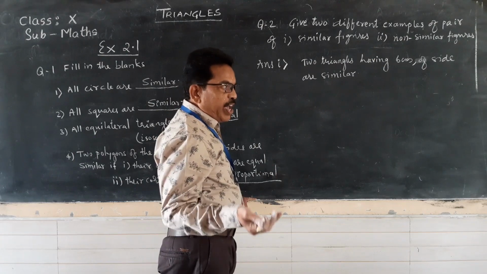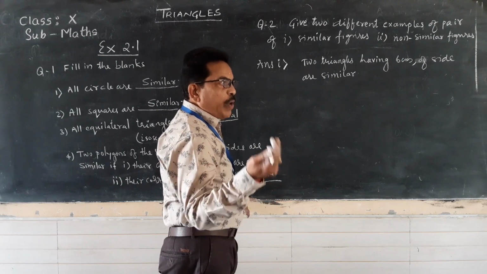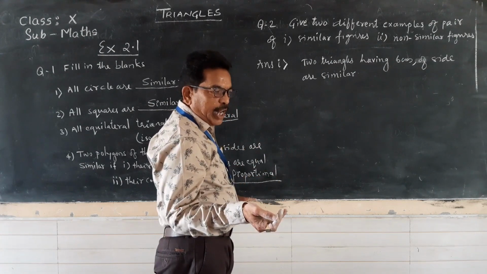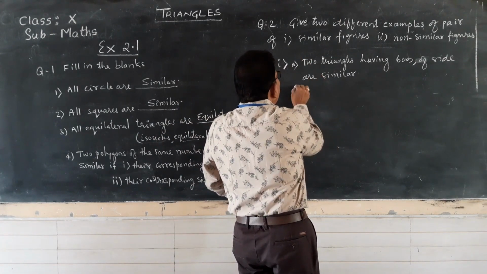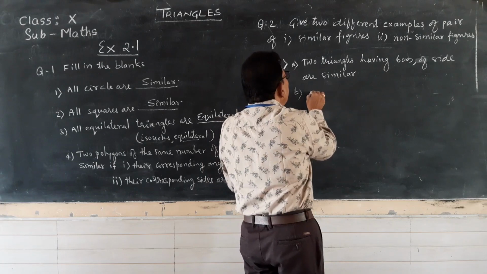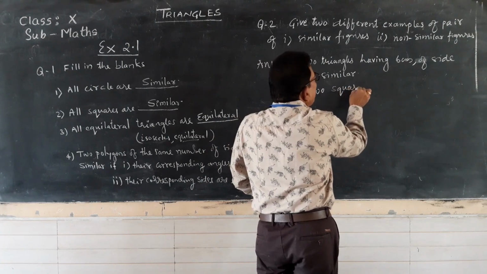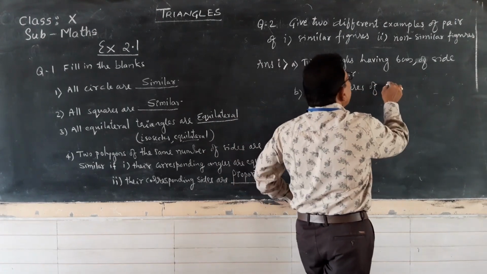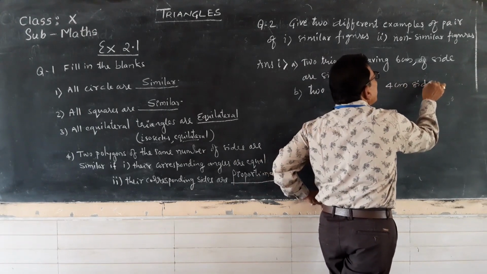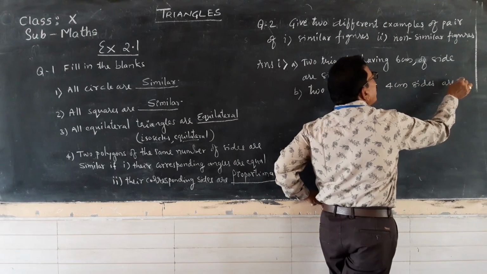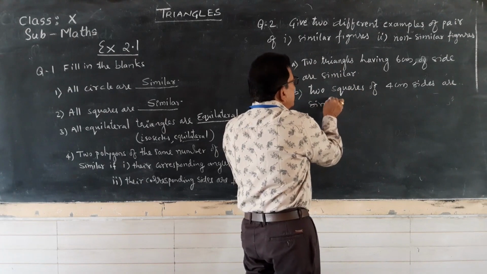Then two squares having sides of 4 centimeter length are similar.